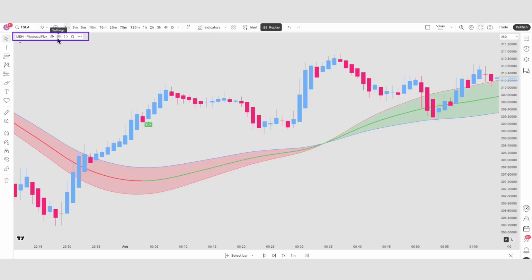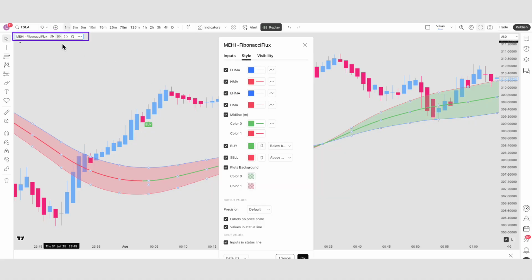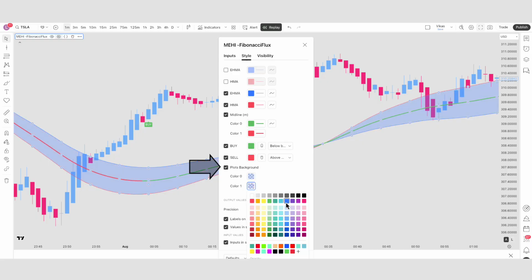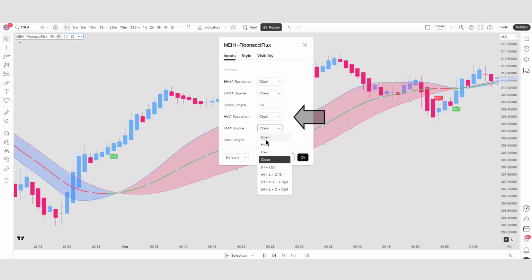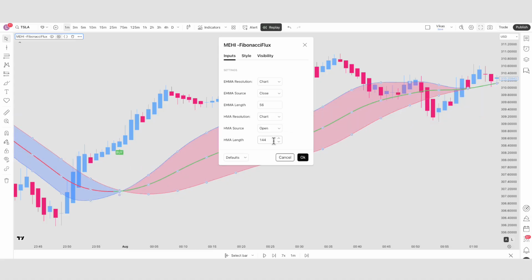Now the indicator settings change for perfect signals. First, we have to keep these options hidden. And after, change plots background color 0 and 1, and after, change HMA length option 144 to 56, and after, change HMA source option close to open, and after, change HMA length option 144 to 168, and here everything is fine. After that, click OK.